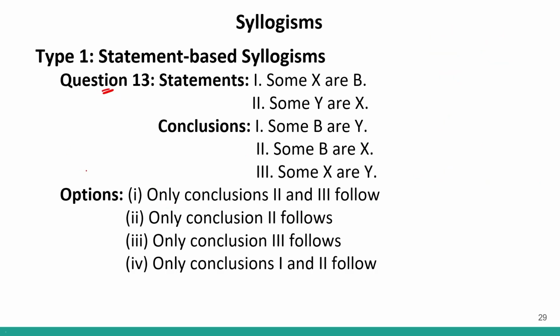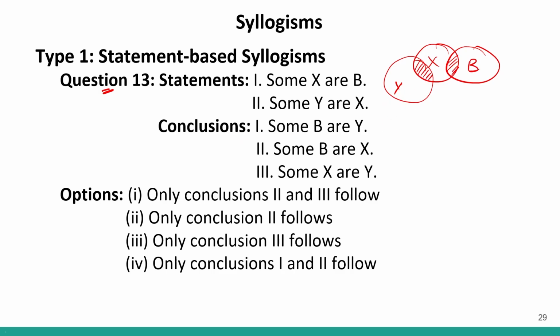Question number 13. 2 statements, 3 conclusions. Statement 1 says some x are b. So this is how I will represent it, highlight being this part. Some y are x will be written like this. This will be the highlighted part. So this is my Venn diagram.